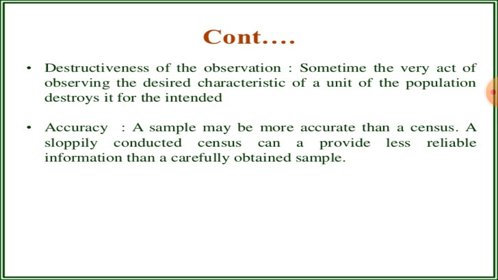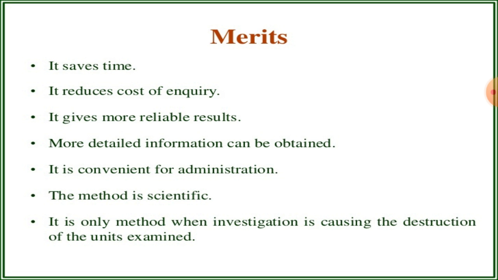Accuracy. Accuracy in sampling. A sample may be more accurate than a census. A sloppily conducted census can provide less reliable information than a carefully obtained sample. Now, some merits of the sampling methods are here.